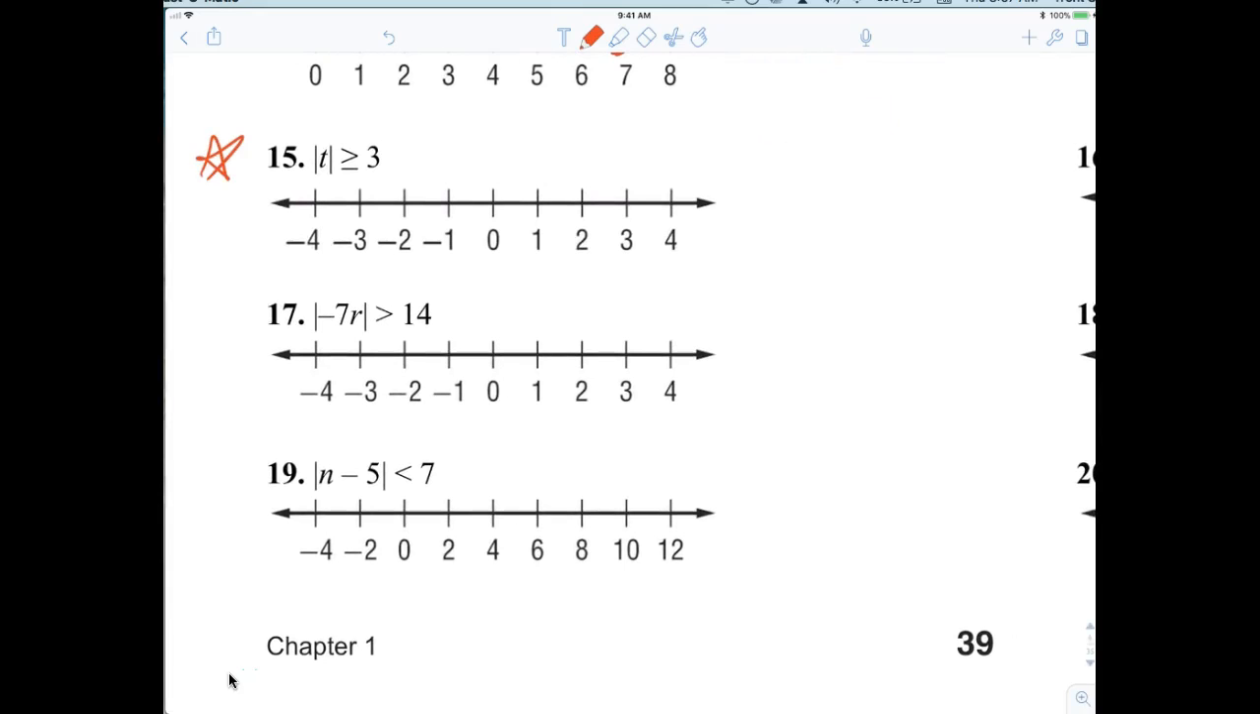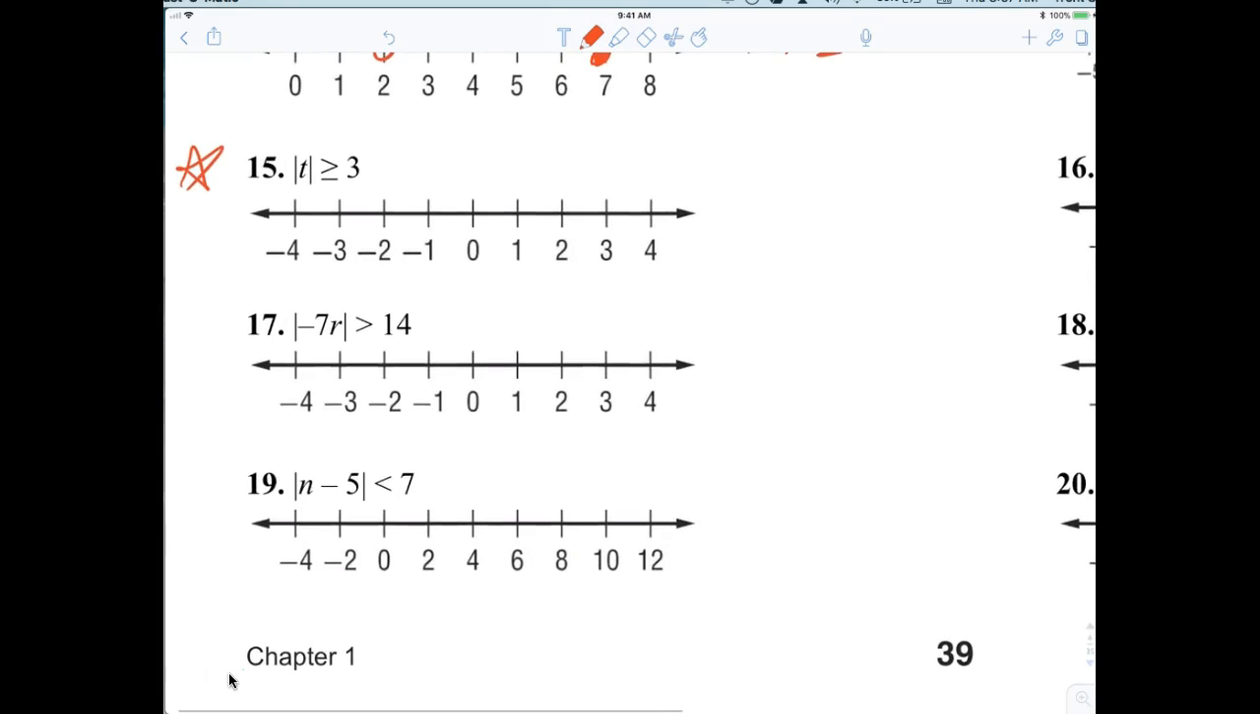All right, the absolute value inequalities. Absolute value inequalities are very similar to absolute value equations. You're going to have what? Two solutions. And here's the idea. You write it without the absolute value, is greater than or equal to 3. And then you write it less than or equal to negative 3. Now I'm going to explain exactly why that is.